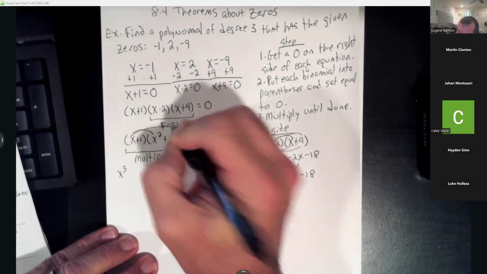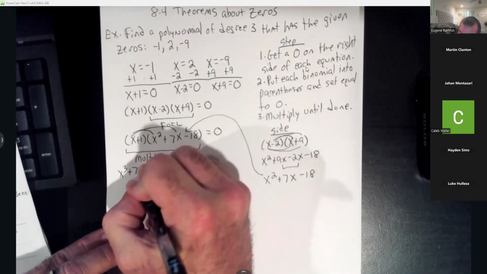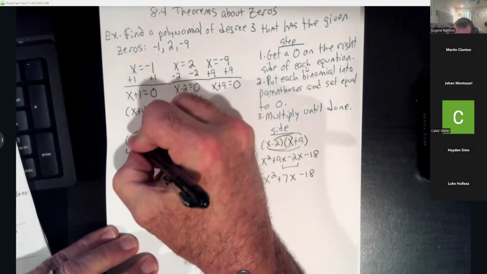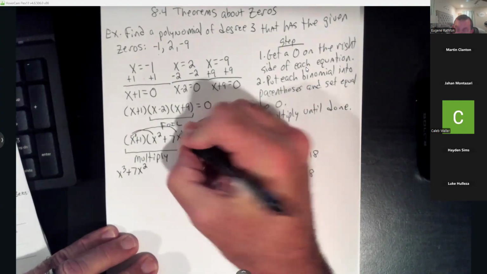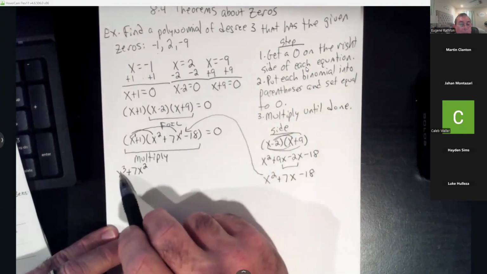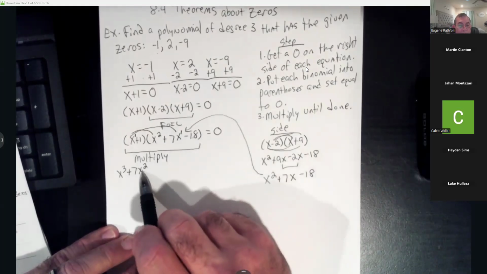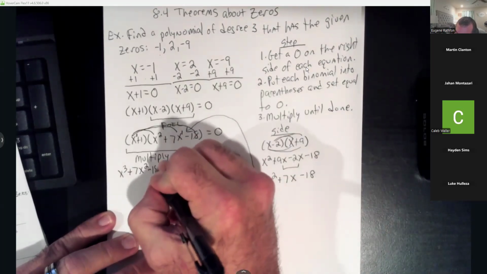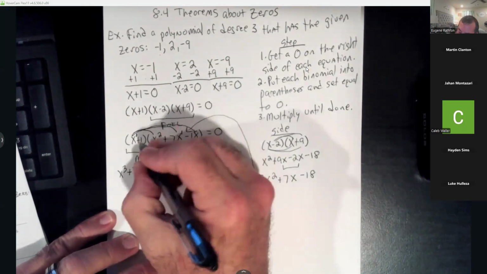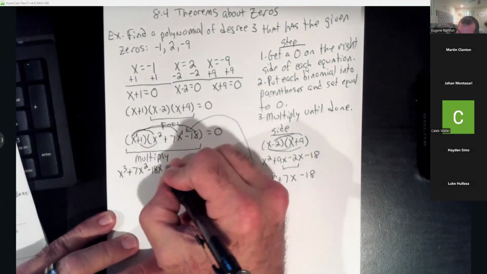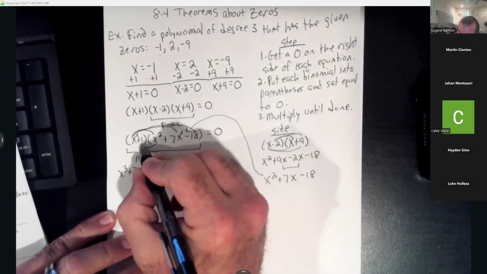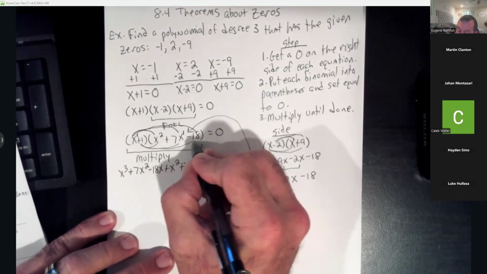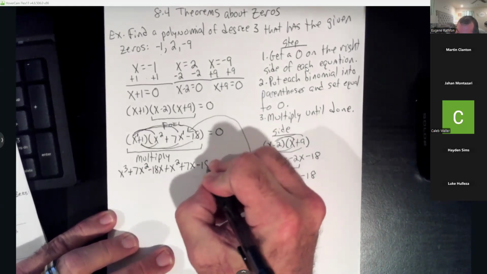X times 7x is a positive 7x squared. So remember, I'm just adding exponents. And this x technically has a 1, and that x has a 1. So 1 plus 2 gave me 3. 1 plus 1 gave me 2, so x squared. Now that x times negative 18 is a negative 18x. All right, now I'm going to distribute the 1. 1 times x squared is 1x squared. 1 times 7x is 7x. 1 times negative 18 is a negative 18.